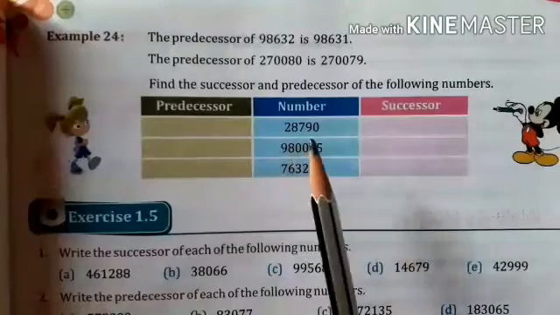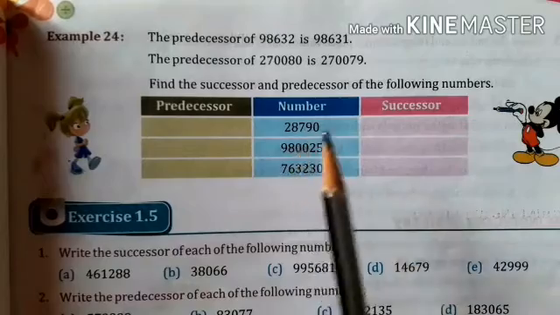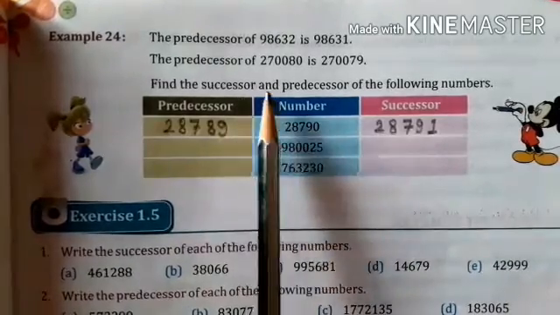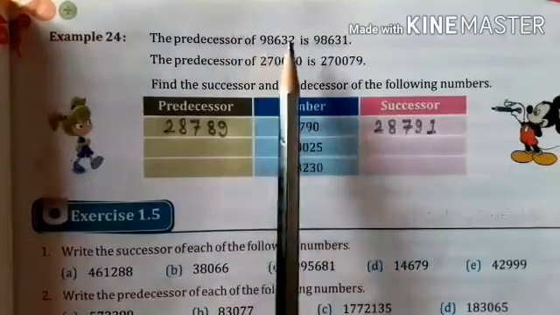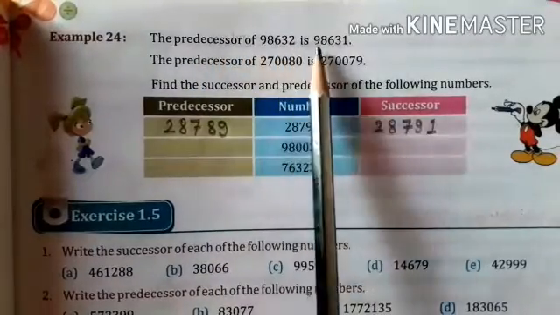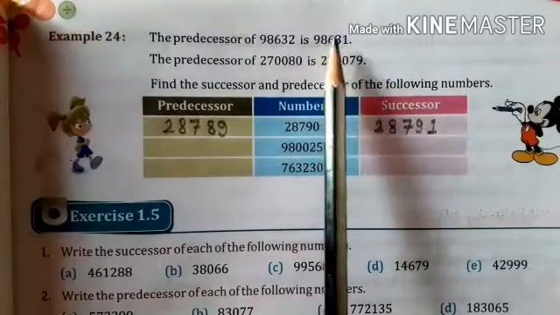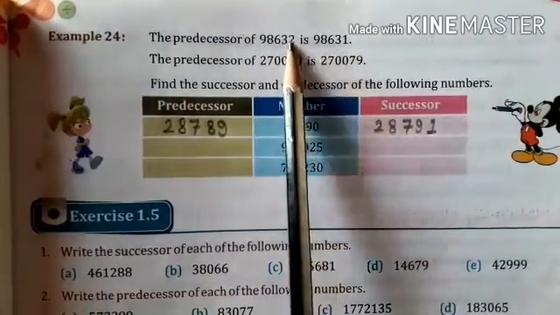Okay. And do you know what the predecessor is? Predecessor means the number that comes before. Okay. So students, look at this example. The predecessor of 98,632 is 98,631. So this number comes before this number, right? So this is the predecessor of this number.